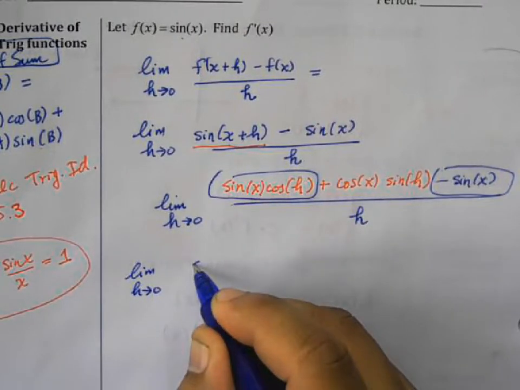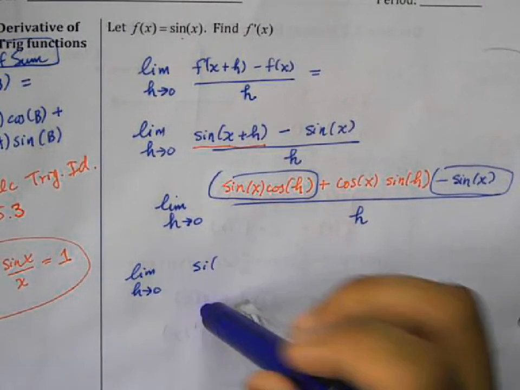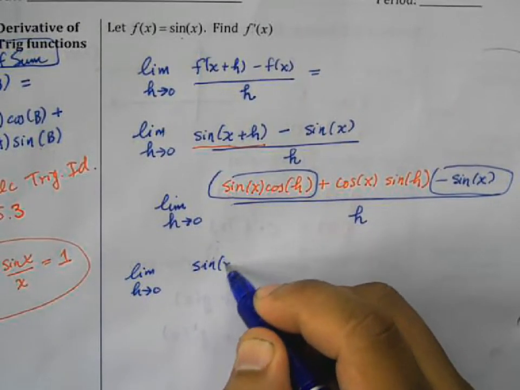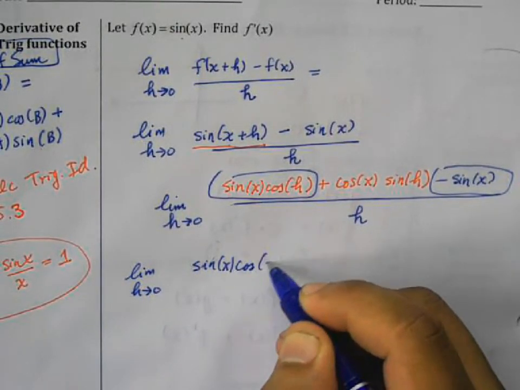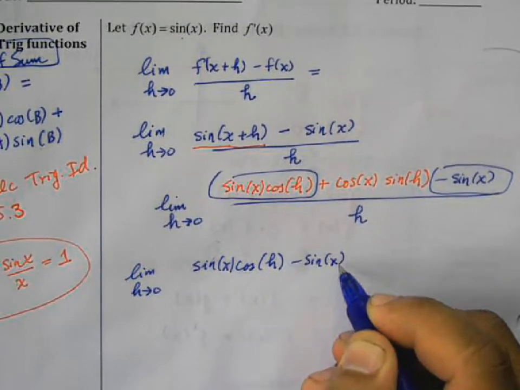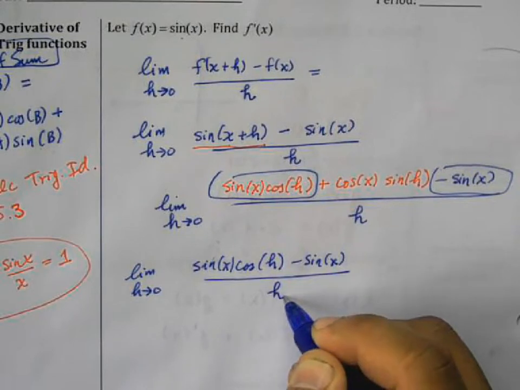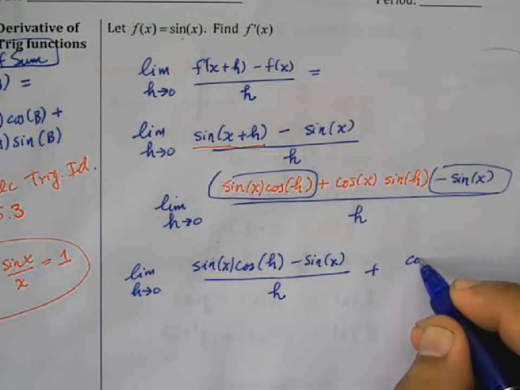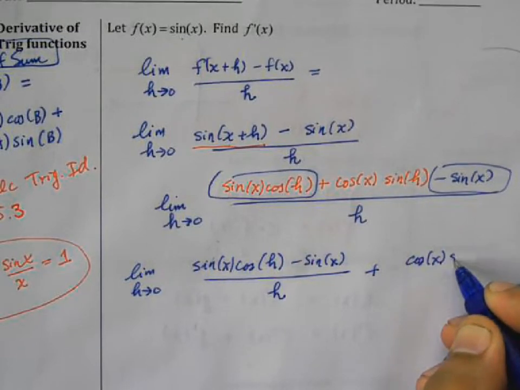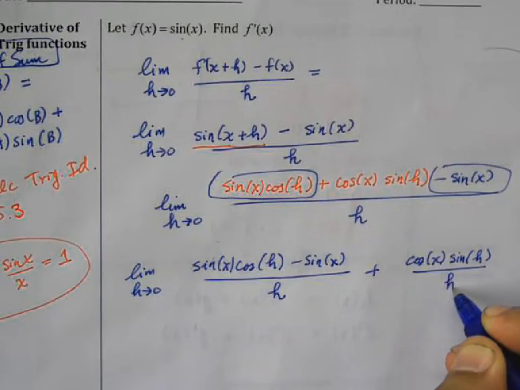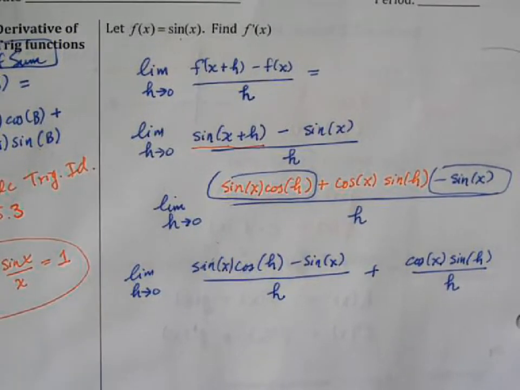So the limit as h approaches 0 of sine of x cosine of h minus sine of x, all of this over h, plus the stuff that's left, cosine of x sine of h, all of this over h.